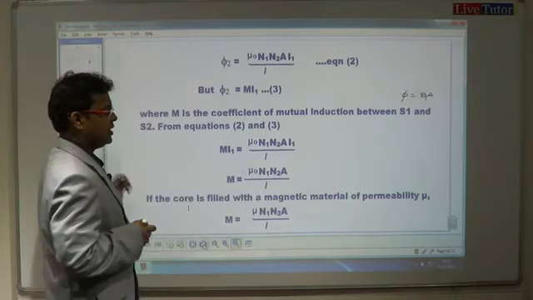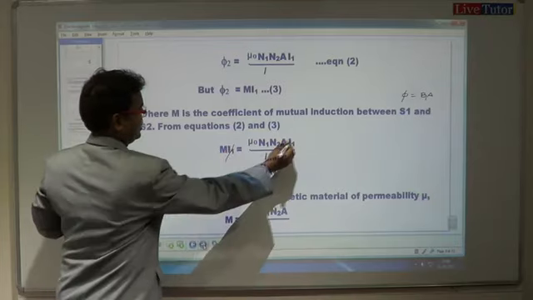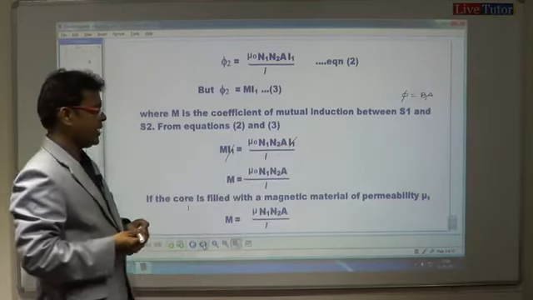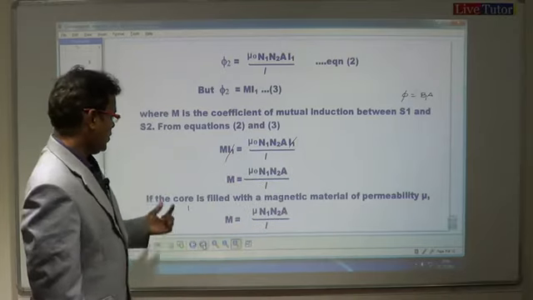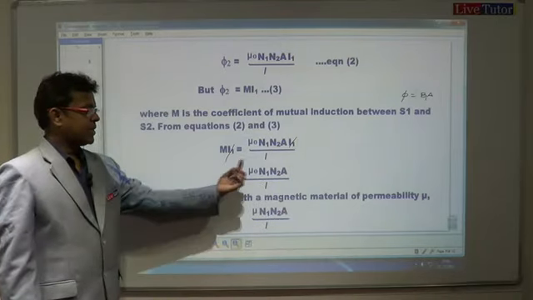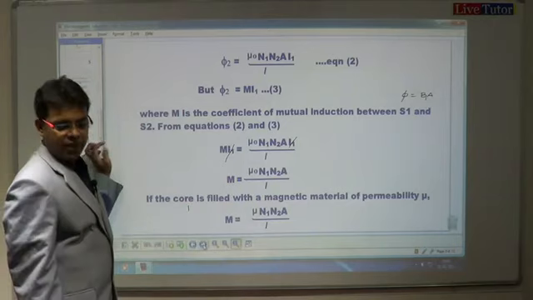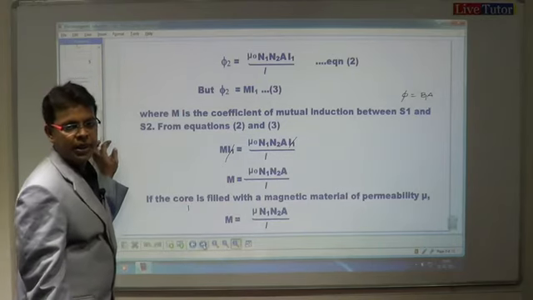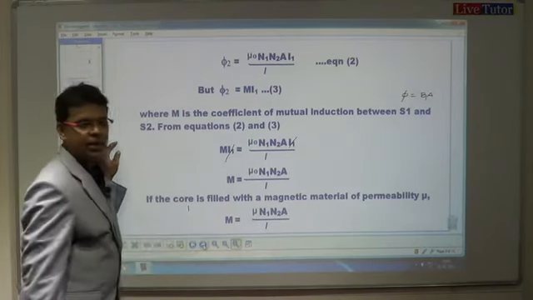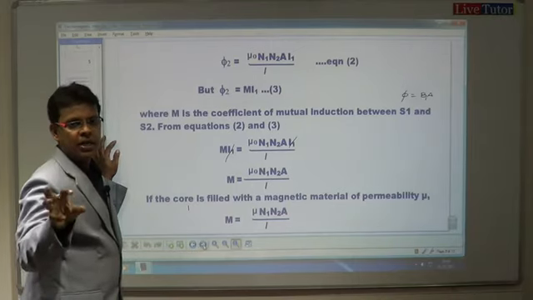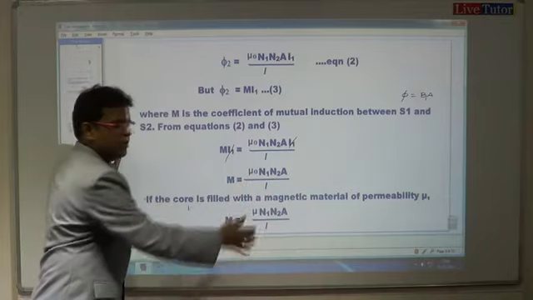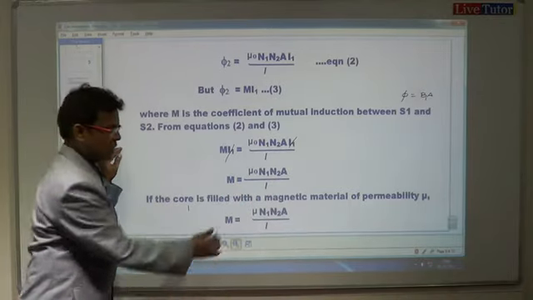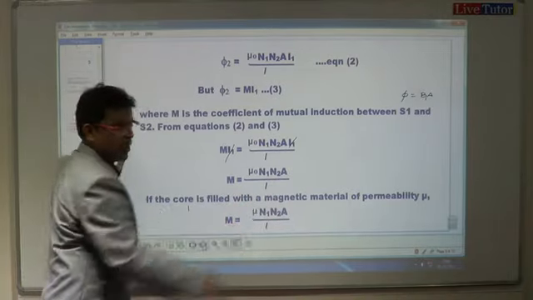இதுல எதெல்லாம் கேன்சல் பண்ணலாம், I1 கேன்சல் ஆயிடும். So what is remaining, mu naught N1 N2 A by L. So this is nothing but the expression for mutual induction between two long solenoids. As usual, what will happen if the solenoid is placed in a magnetic permeability of mu, அப்படினா என்ன பண்ணலாம், mu naught க்கு பதில் mu போடுறோம். So M is equal to mu N1 N2 A by L.